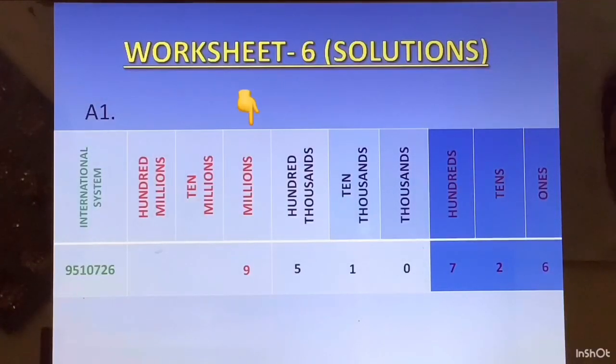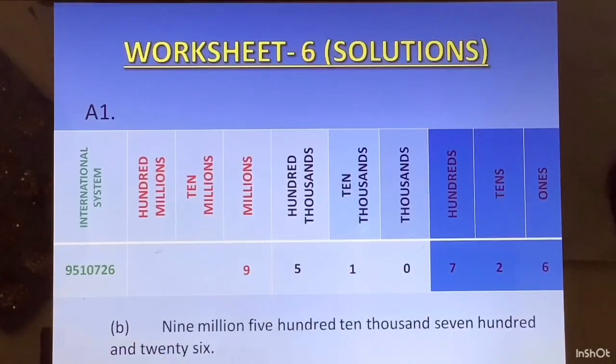B part, we will again write the number in the place value chart. Here under millions period we have only 9. So it is going to be 9 million. Under thousands period we have 510. So it is going to be 510,000. And under units period we have 726. So it is going to be 726. When we put all of this together, we will get 9,510,726.